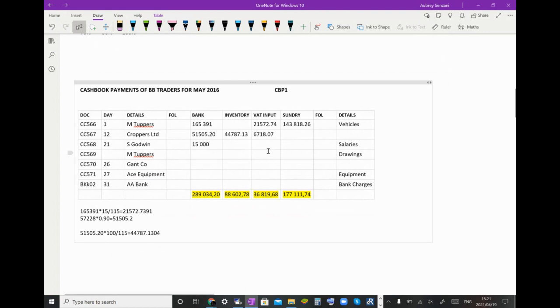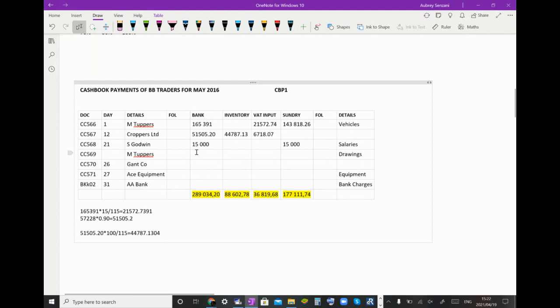Are we going to calculate input VAT on this? Why not? I agree with you, but why are we not calculating input VAT? Exactly that. This is exempt, 15,000 under Sandy. So can you see now, not only are you being tested on whether you can calculate the VAT exclusive, but you're also being tested on whether you know if something is non-allowable, exempt, or zero rated.